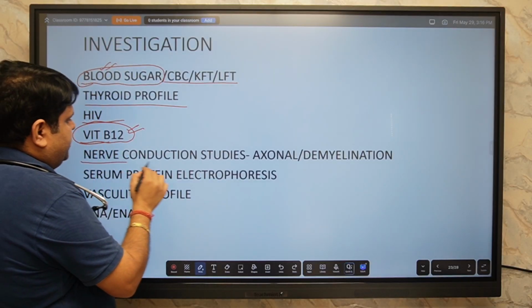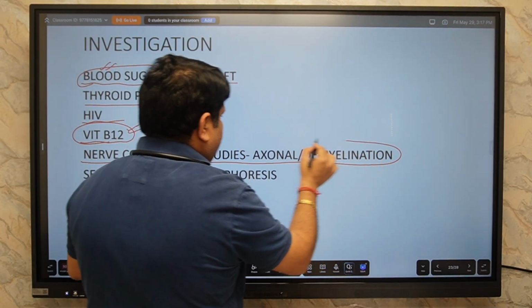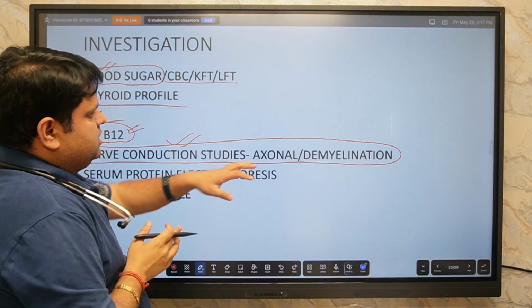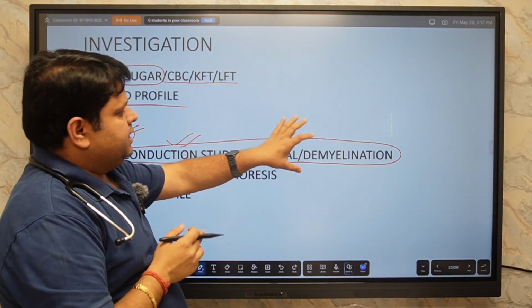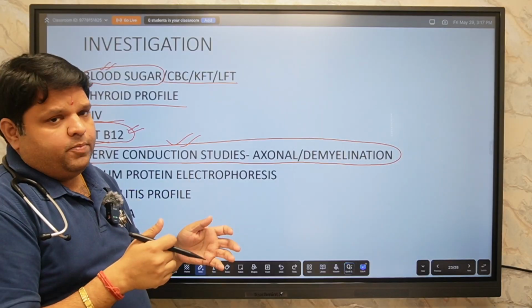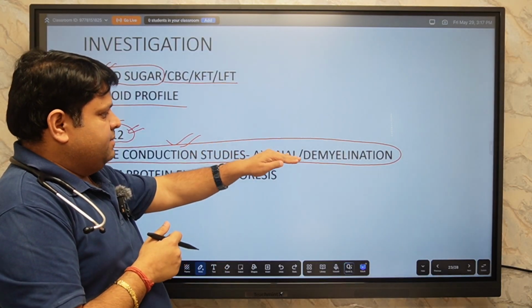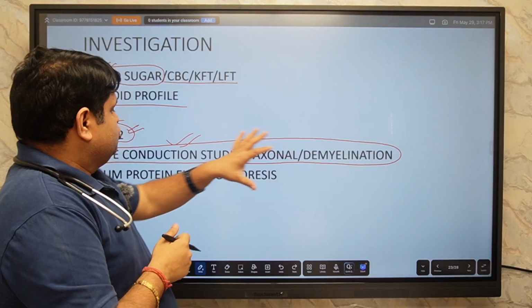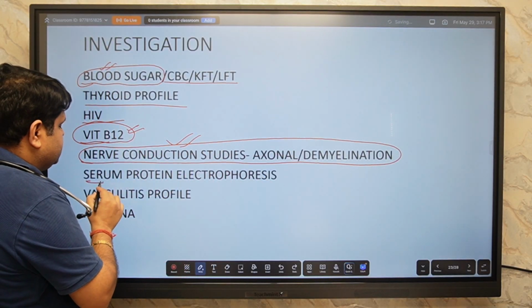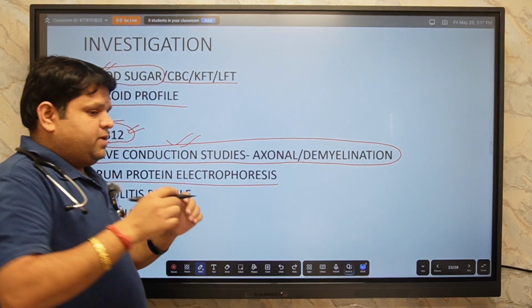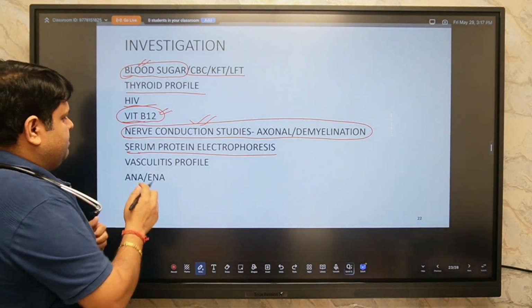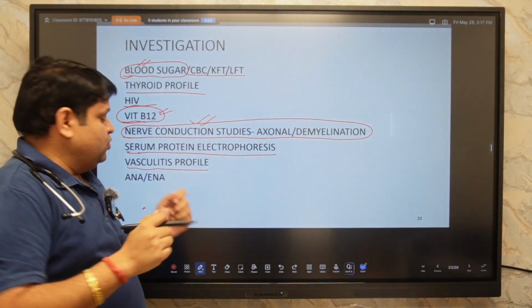Then the most important investigation for neuropathy is nerve conduction studies. So we go for nerve conduction studies of the upper limb and lower limb. We basically differentiate whether there is mononeuropathy multiplex or polyneuropathy. If there is a polyneuropathy, the damage is either axonal or demyelinating. So all this becomes clear by nerve conduction studies. Other specific tests we require in some cases, like serum protein electrophoresis if we suspect neuropathy in a case of multiple myeloma, and a vasculitic profile if we suspect vasculitis.